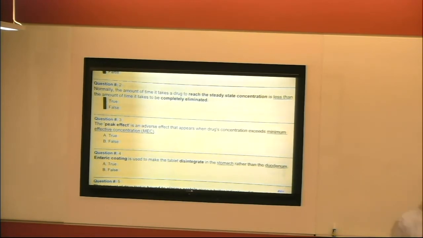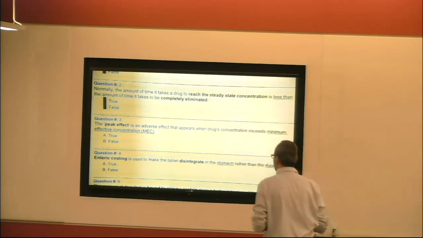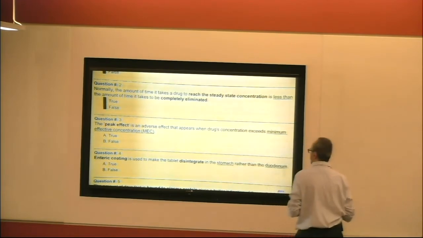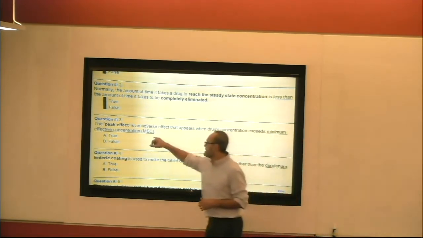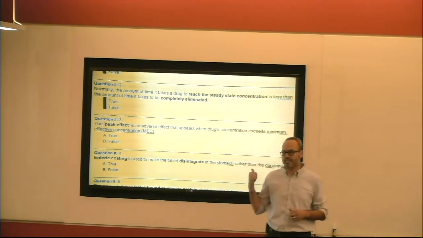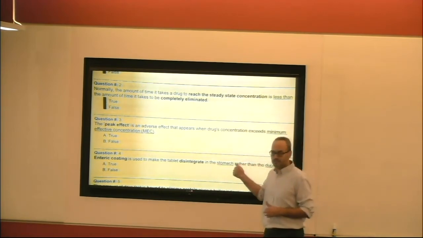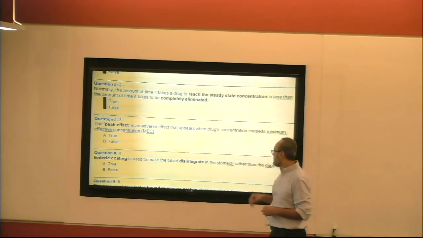Any issues with this question so far? All right, next one. The peak effect is an adverse effect that appears when the drug's concentration exceeds the minimum effective concentration. False. What's right? And how would you fix that? It should be that it exceeds the minimum toxic concentration. Okay. Number 4, we already talked about that.